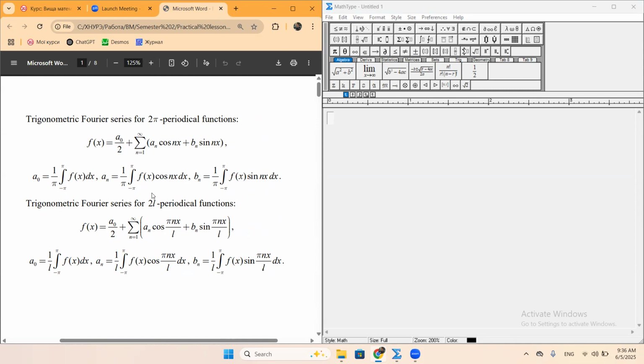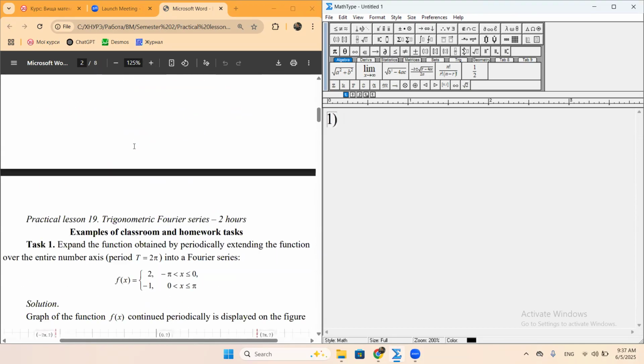What about 2L periodical functions? We will talk about them later. So now let's have some practice with 2p periodical functions. Any questions about this theory? Okay, if no questions, let's start.